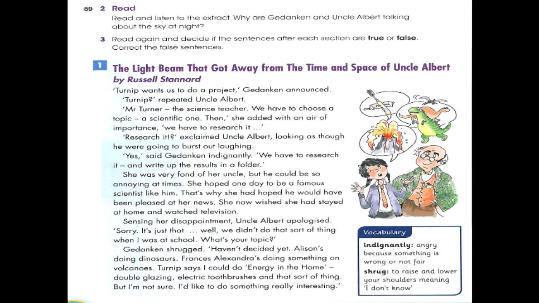She was very fond of her uncle, but he could be so annoying at times. She hoped one day to be a famous scientist like him. That's why she had hoped he would have been pleased at her news. She now wished she had stayed at home and watched television. Sensing her disappointment, Uncle Albert apologized. Sorry, it's just that we didn't do that sort of thing when I was at school. What's your topic? Gedanken shrugged.